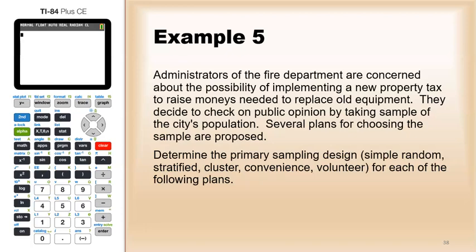Okay, so let's take some examples of sampling plans. Administrators of the fire department are concerned about the possibility of implementing a new property tax to raise monies needed to replace old equipment. They decide to check on public opinion by taking a sample of the city's population. Several plans for choosing the sample are proposed. So let's determine the primary sampling plan for each of the following plans.